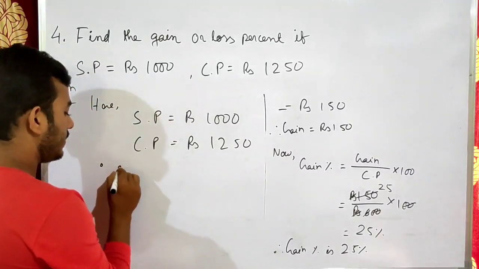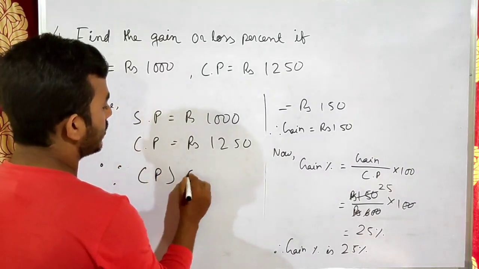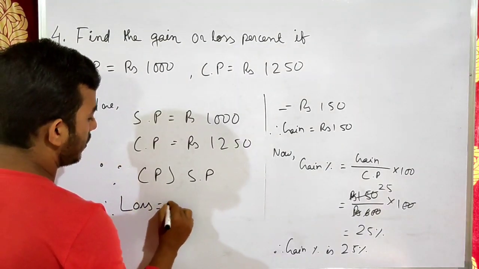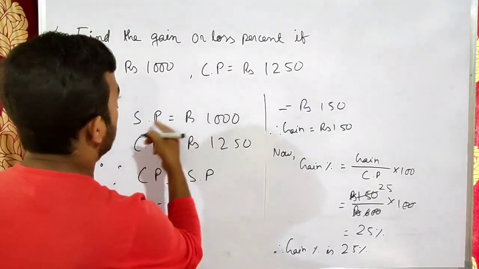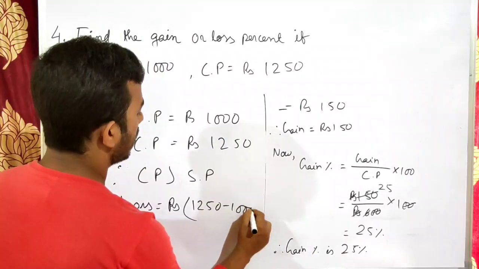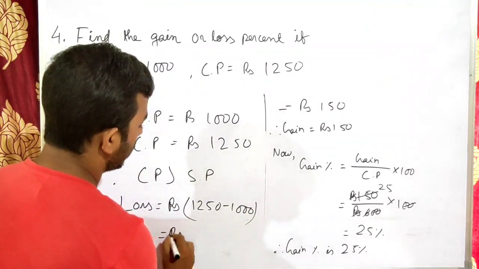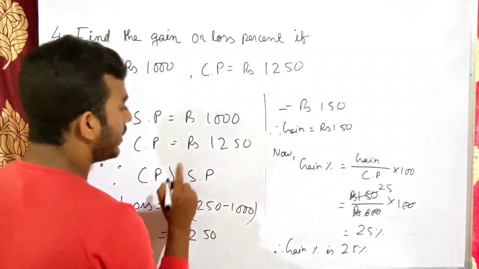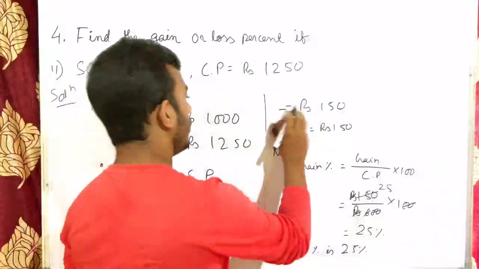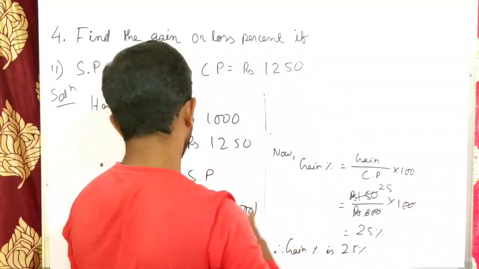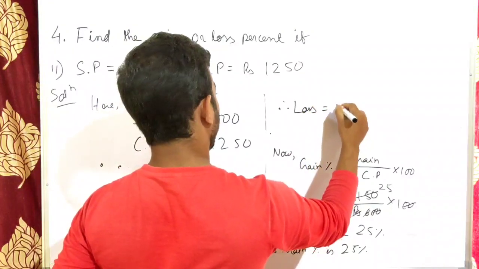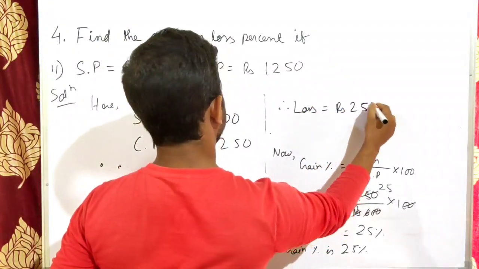Since CP is greater than SP, therefore loss equals rupees 1250 minus 1000, which means rupees 250. In the transaction, the shopkeeper lost rupees 250. So it is a loss. Therefore loss equals rupees 250. Up to this, is it clear?